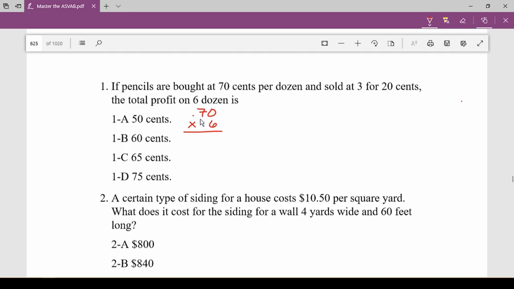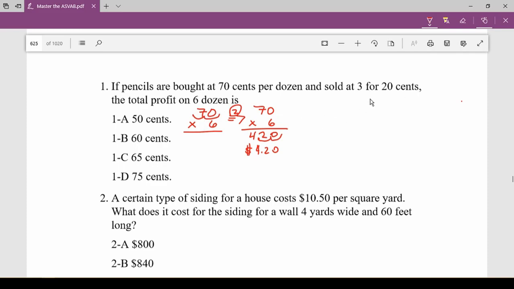The way you multiply decimals is like this. You actually turn the decimal into a whole number by moving its decimal. So in this case, I'm going to make this 0.70 to 70 by moving the decimal two places. So if I were to rewrite this, this would be 70 times 6, which we all know how to do. 0 times 6 is 0. 7 times 6 is 42. Add our two decimal places that we move back in. 1, 2, so this becomes 4.20. In other words, it costs $4.20 to purchase the 6 dozen pencils originally.